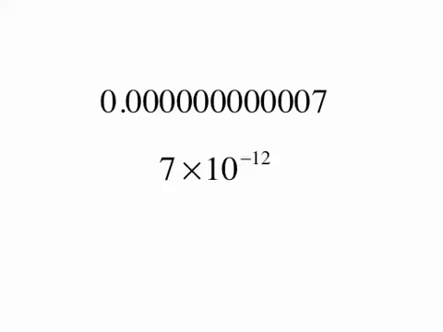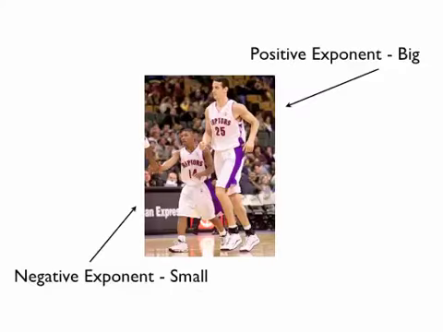So we learned the difference between big numbers and small numbers. Big numbers are used with positive exponents, small numbers with negative exponents. Here's a picture of Muggsy Bogues. He was the smallest basketball player in history. I thought this was a really good picture to see the difference between big and small. Hopefully it puts a little image in your head so you can remember.